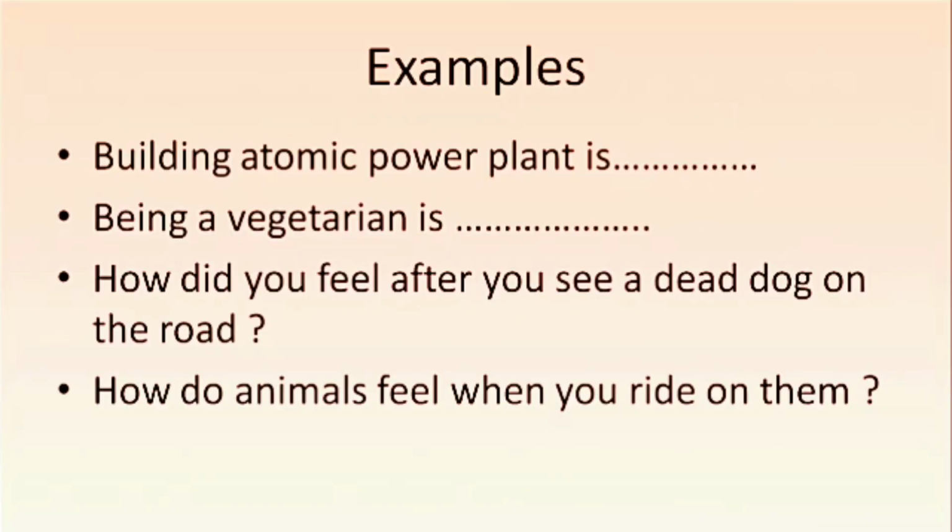Building an atomic power plant is... it is a very short type answer. They have to write down accordingly. Building an atomic power plant is what? What is this? So they have to write down like this. Being a vegetarian is... whether you feel very proud or not, being a vegetarian is very good or it is not good or we are not healthy, whatever it is.